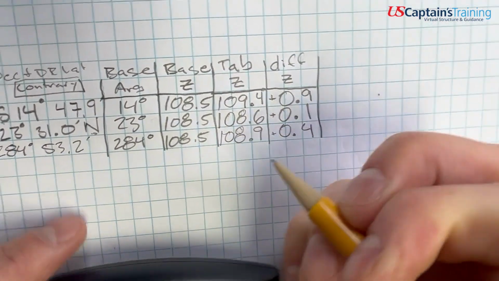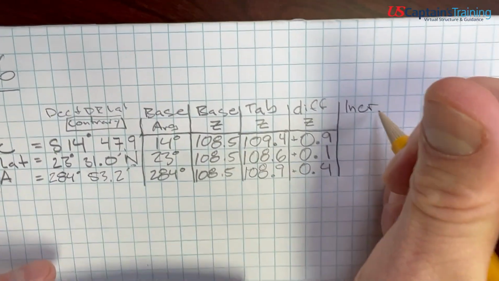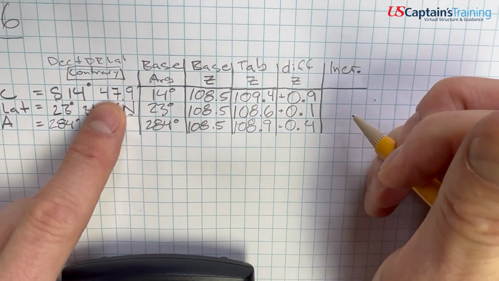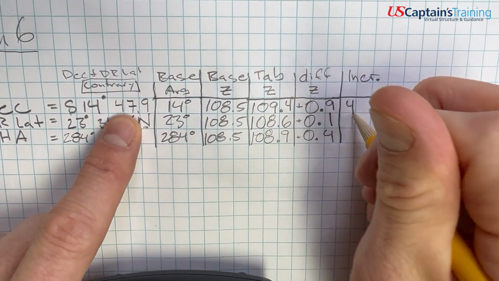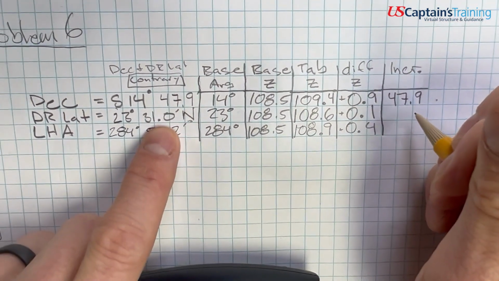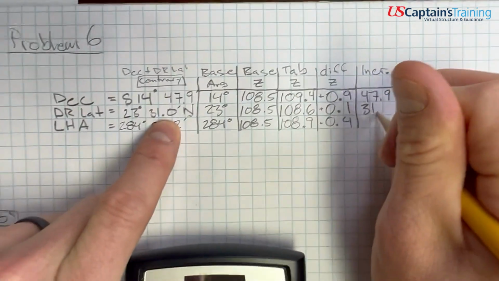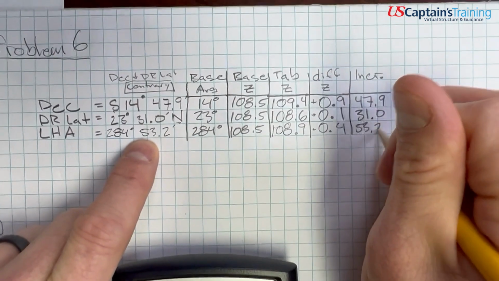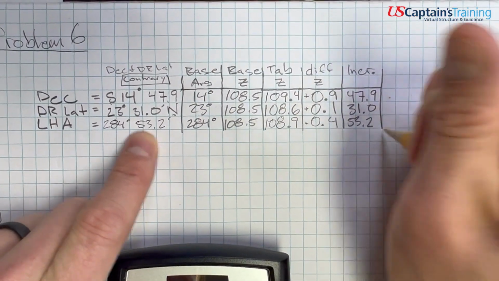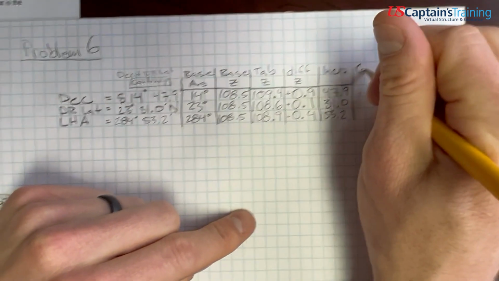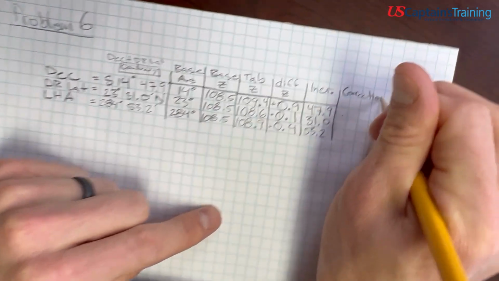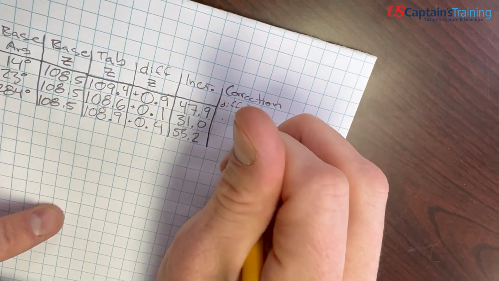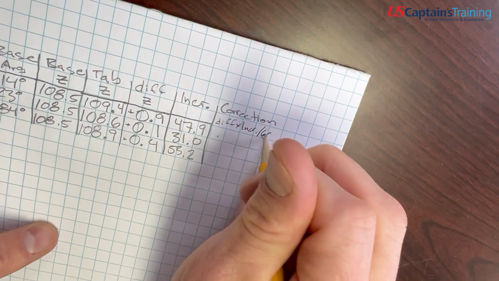Okay, now we need the increments. And the increments are these, all these minutes. 47.9, 31.0, and 53.2. Okay, and now we can calculate the correction. The correction is equal to the difference times the increments divided by 60.